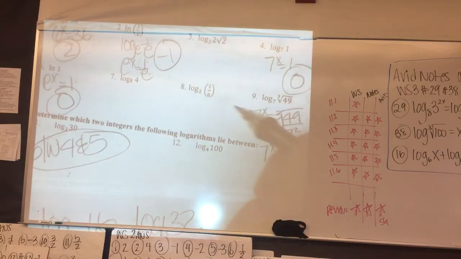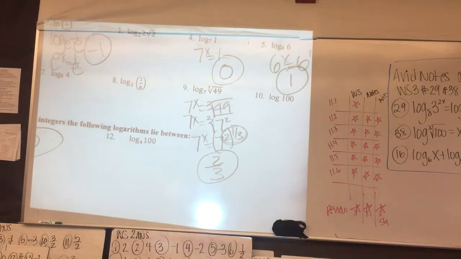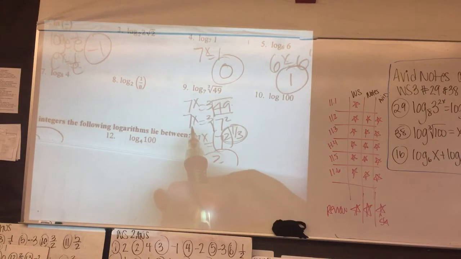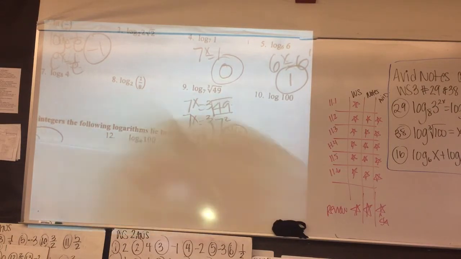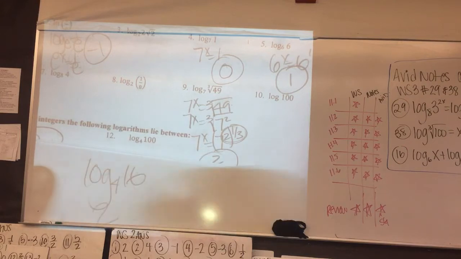All right, let's look at number 12. We need some practice on this. Okay, so we're going to do the same thing now, but it's base 4. So this means I can't say 4 to some power is 100. It's not 25. But I do remember this one, 16, that's my easy one. So I know that's 4 squared.